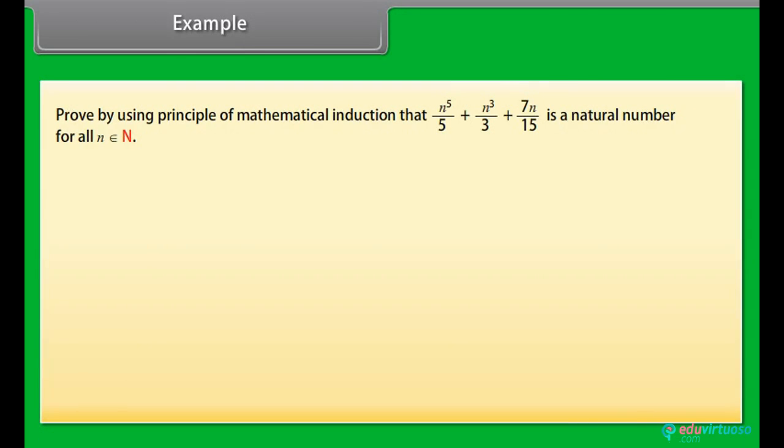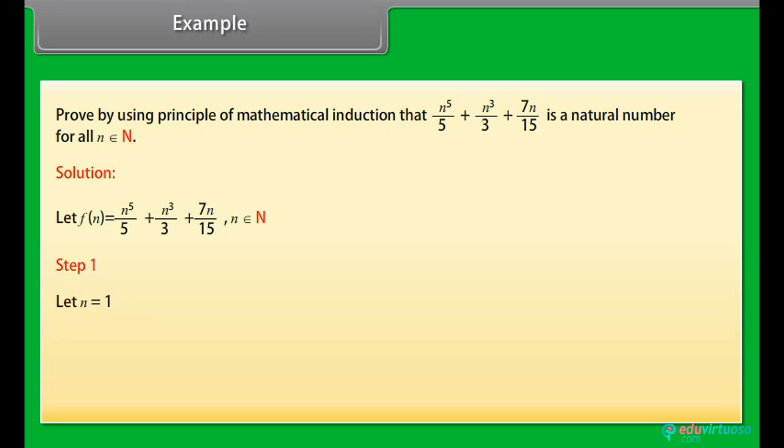Example. Prove by using the principle of mathematical induction that n^5/5 plus n^3/3 plus 7n/15 is a natural number for all n belongs to N. Solution. Let f(n) is equal to n^5/5 plus n^3/3 plus 7n/15, n belongs to N.